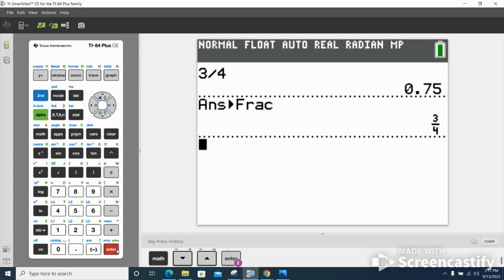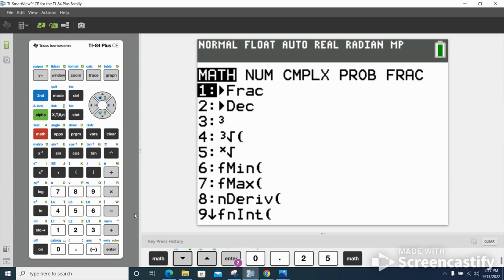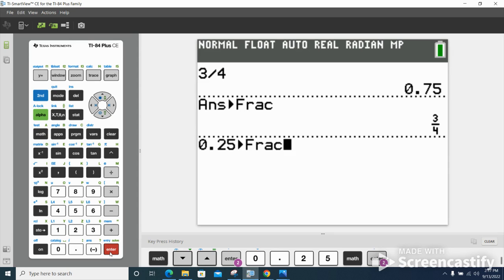Give me a decimal that you want to convert to a fraction. 0.25. So if I say 0.25, what's the button I hit next? Math. Then I want to convert it to a fraction. Option number 1. Boom.